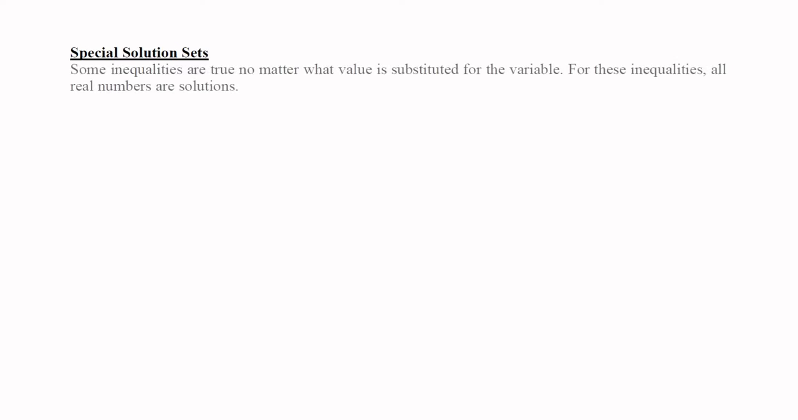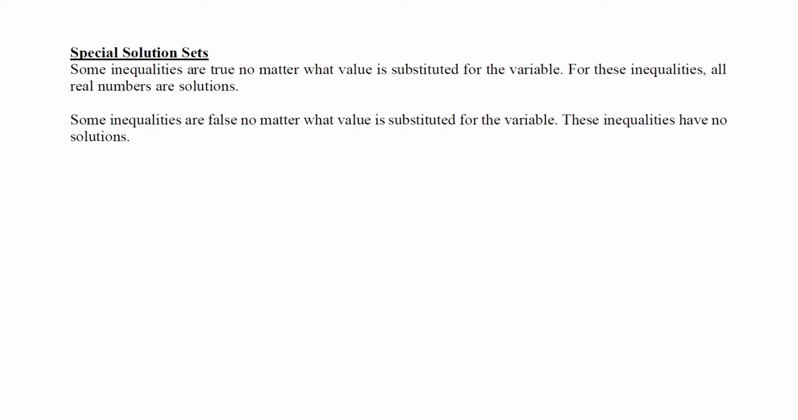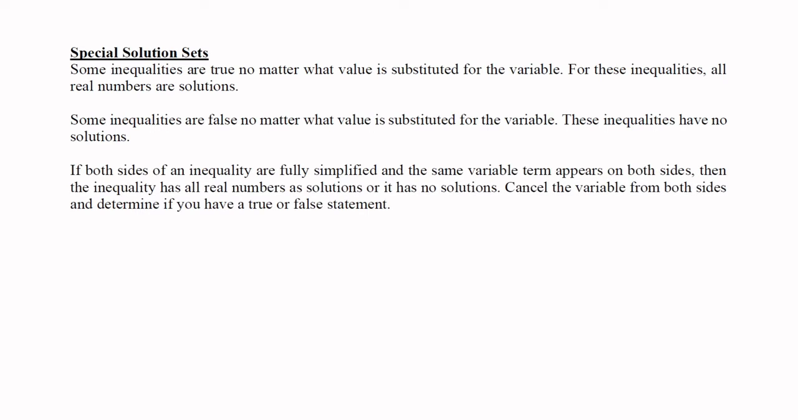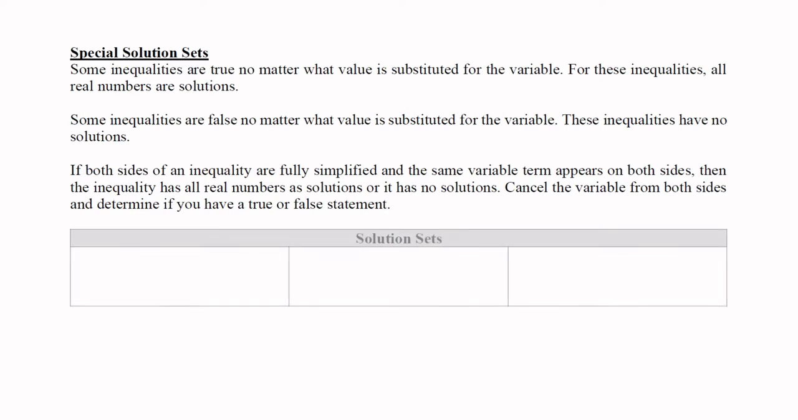So just as we had special solution sets for equations, we can also have special solution sets for inequalities. Some inequalities are true no matter what value is substituted for the variable. For these inequalities, all real numbers are solutions. Some inequalities are false no matter what value is substituted for the variable. These have no solutions. If both sides of an inequality are fully simplified and the same variable term appears on both sides, then the inequality has all real numbers as solutions or it has no solutions. You will cancel the variable from both sides and determine if you have a true or false statement.